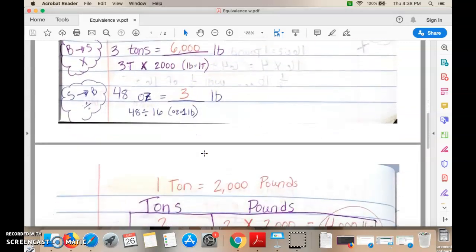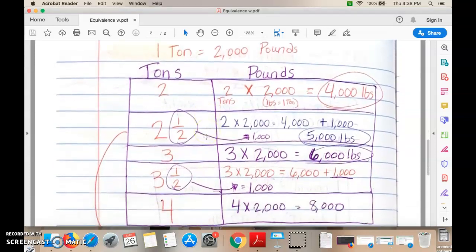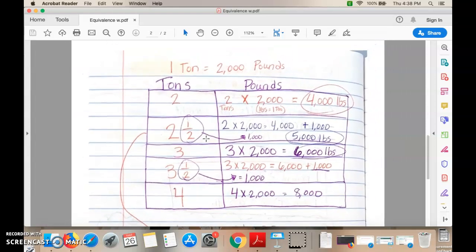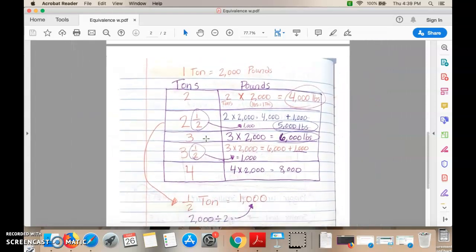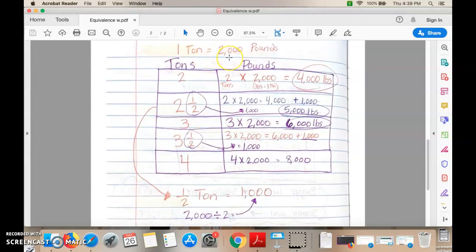I made a little chart here, and I filled it in. Remember that 1 ton is the same thing as 2,000 pounds. So let's say that I have 2 tons. If I want to know how many pounds that is, I'm going to take 2 times 2,000, and I would get 4,000. 2 tons is the same thing as 4,000 pounds.